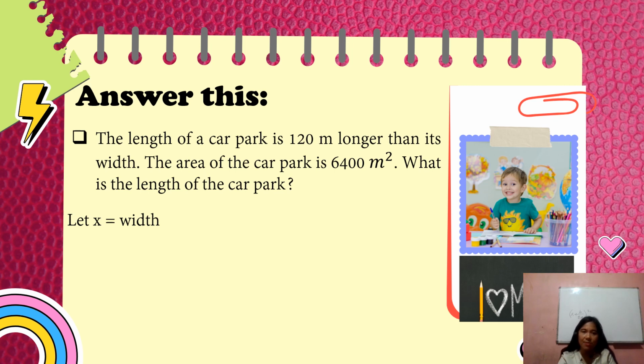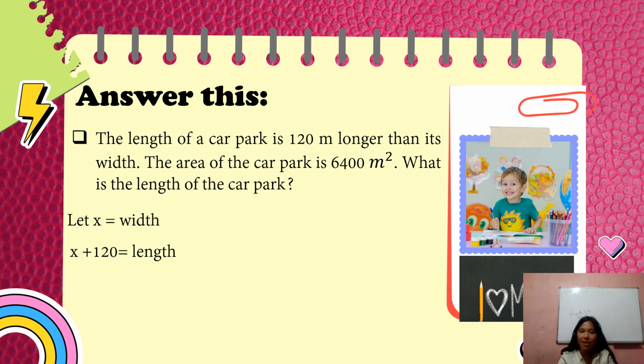Let x be the width. Bakit? Kasi siya yung last being mentioned. Yun lang yung palatandaan nyo. Yung last na na-mention dito is the width. So, therefore, siya yung x. I-let x. Okay? Tapos sabi, the length of a car park is 120 longer. So, yung x mo, mag-add ka ng 120. So, that's the length. Okay?